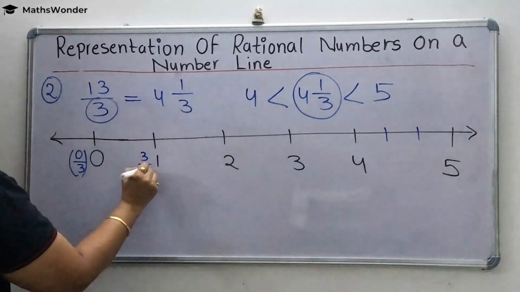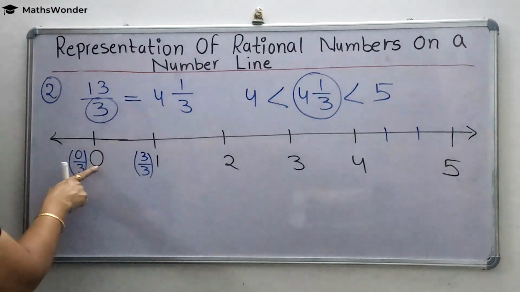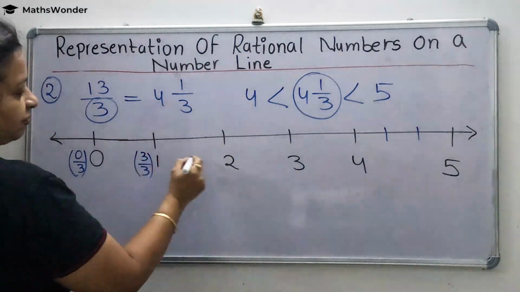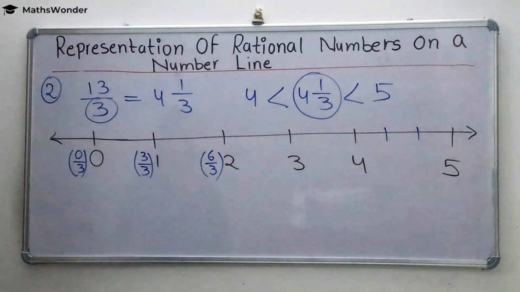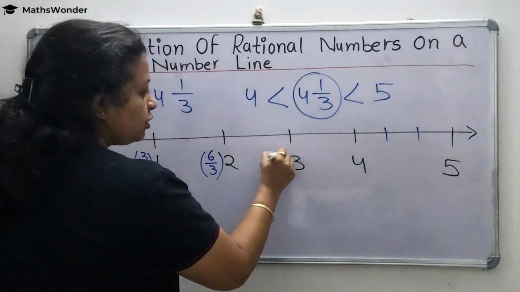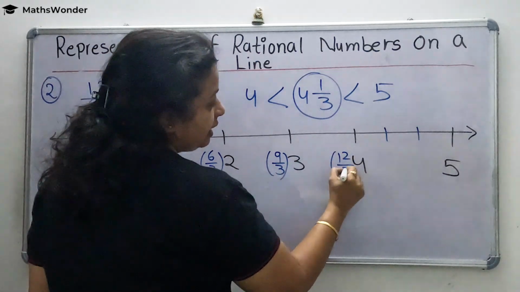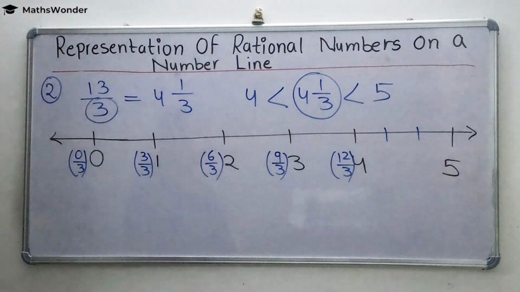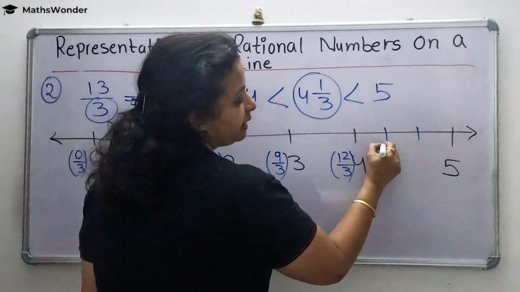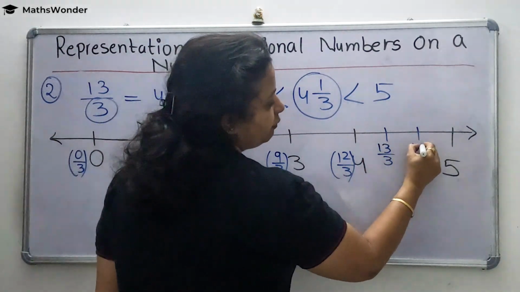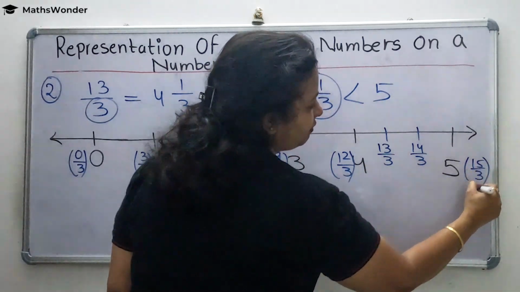3 over 3 will give 1. See, the denominator is always the same. So 0 over 3 is 0, 3 over 3 is 1. After 3, 6 over 3 will give 2. Now after 6, 9 over 3, then 12 over 3. After 12 over 3 you will start your working: 13 over 3, 14 over 3 and 15 over 3 will give 5.